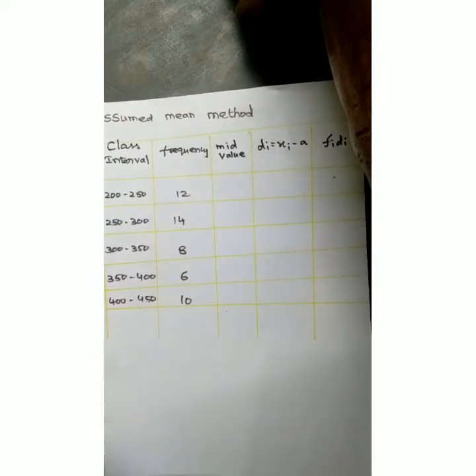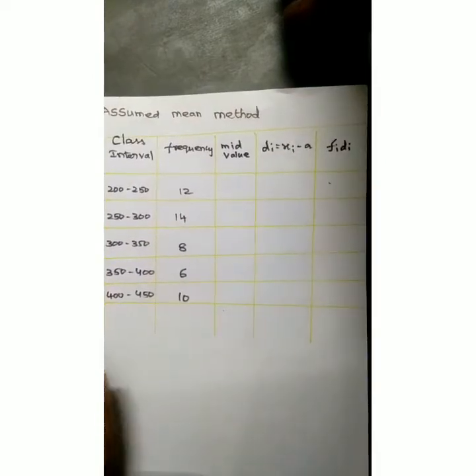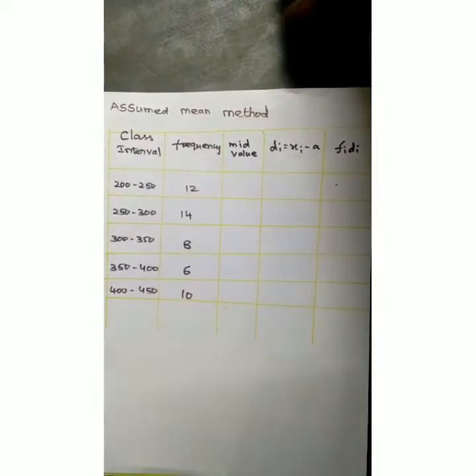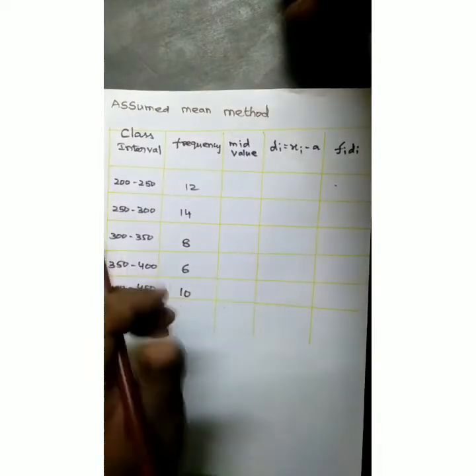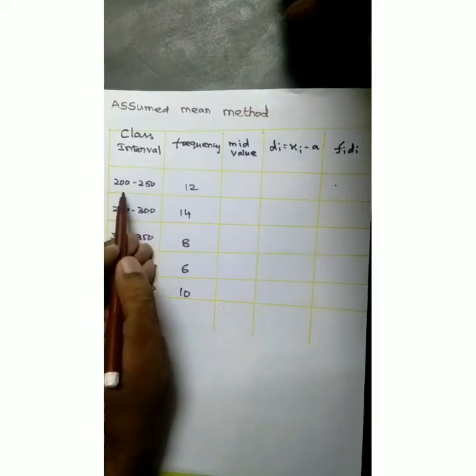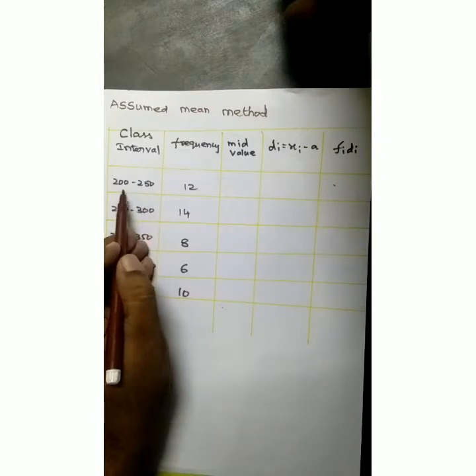See the solution. Assumed mean method. First is the given class interval, next is the frequency. We have to find the mid value. Mid value can be found by adding the lower limit and upper limit and dividing by 2.